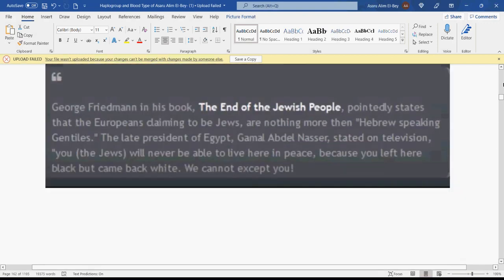George Friedman, in his book, The End of the Jewish People, pointedly stated that the Europeans claiming to be Jews are nothing more than Hebrew-speaking Gentiles. The late president of Egypt, Gamal Abdel Nasser, stated on television, "You, the Jewish, will never be able to live here in peace because you left here black but came back white. We cannot accept you." So, this explains how that happened.